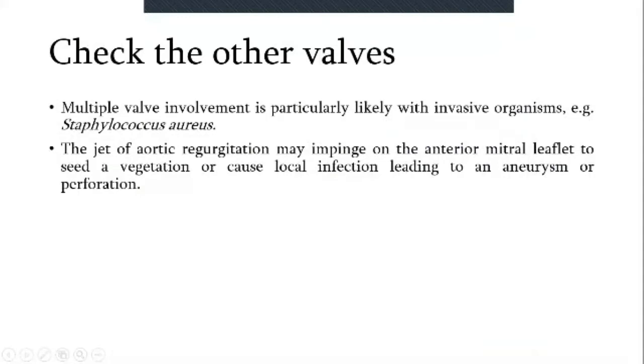Then we must check the other valves, because multiple valve involvement is particularly likely with invasive organisms like Staphylococcus aureus, and the jet of the aortic regurgitation, as we have seen in one of the previous examples, may impinge on the anteromitral leaflet to seed the vegetation or cause local infection leading to an aneurysm or perforation.